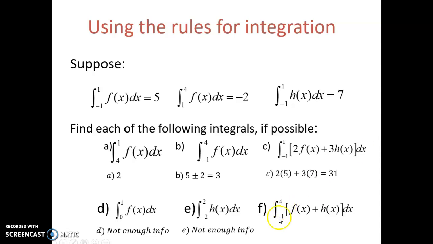And then lastly, in part F, it asks from -1 to 4 of f of x. Okay, we already found that one. That's right here. We know that's going to be 3. And then from -1 to 4 of h of x. Well, we know from -1 to 1 for h of x, but we don't have any information of h of x from 1 to 4, so we can't complete the second part of this integral. So again, we don't have enough information.